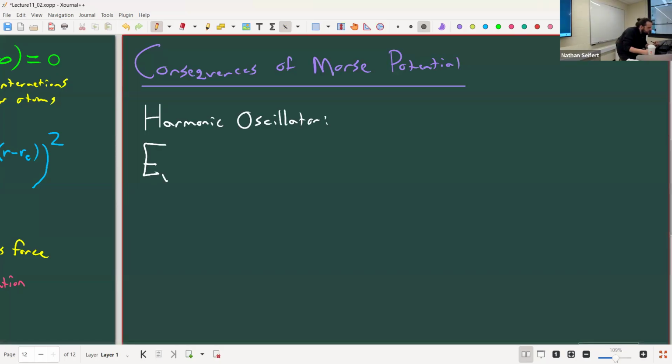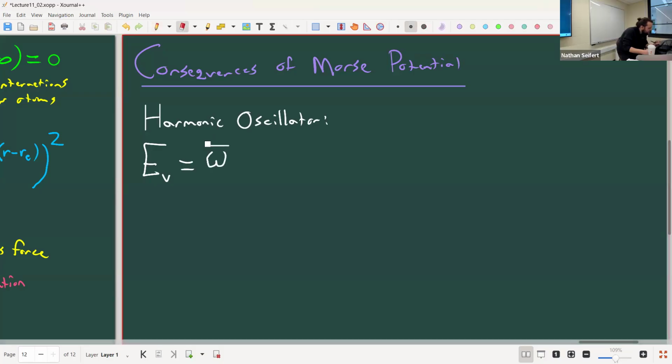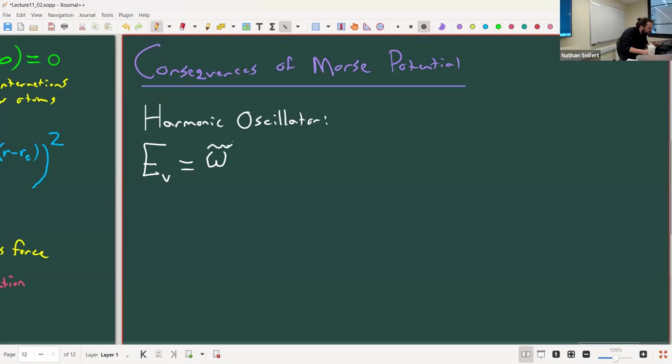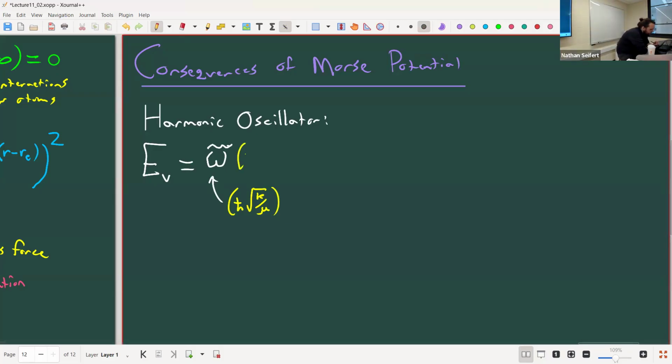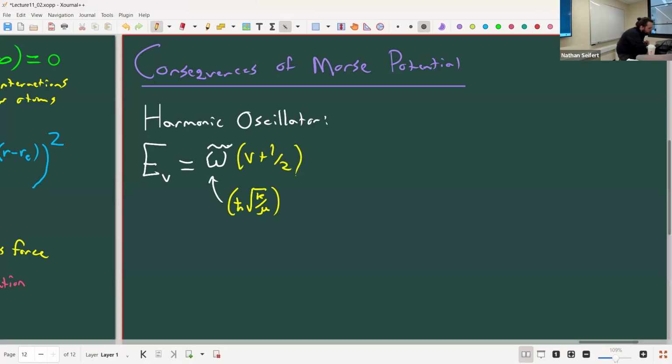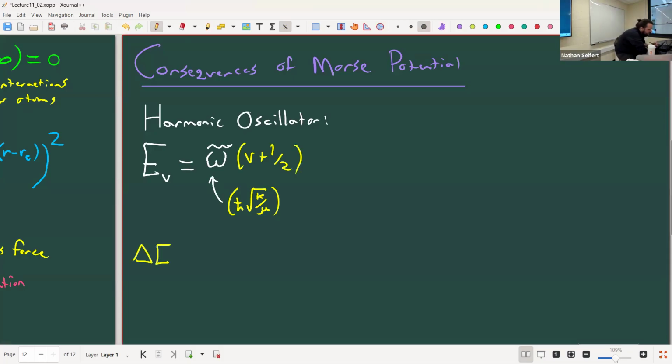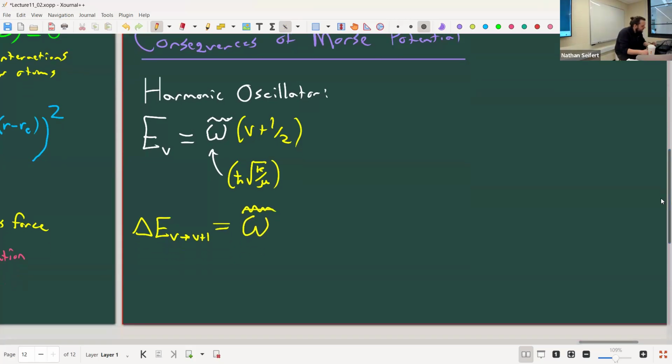the energy of each level V, I'm going to write as omega, not a square bar, sorry, but tilde on top of it. Just remember that this is equal to h bar times the square root of k over mu. I'm just going to put it into one little energy term, times v plus 1/2. And we saw that the energy level spacing between the v and the v plus 1 level is just omega. They're equally spaced.